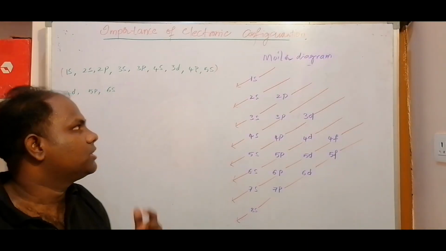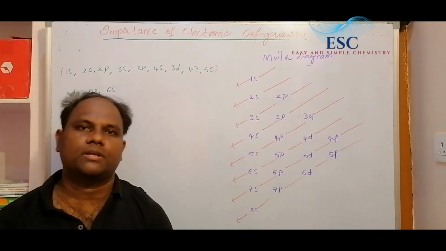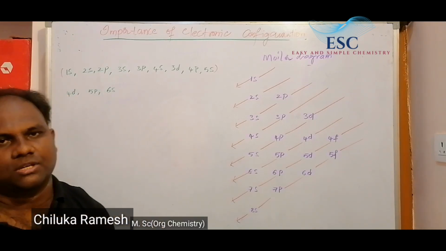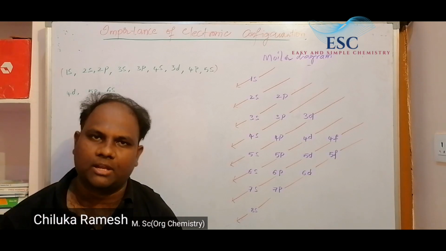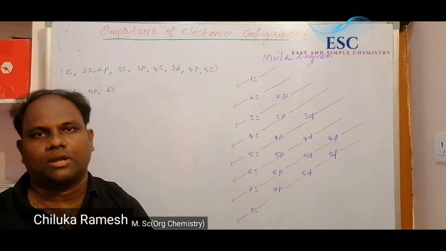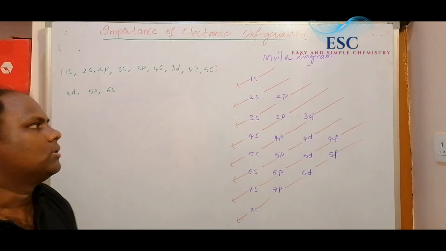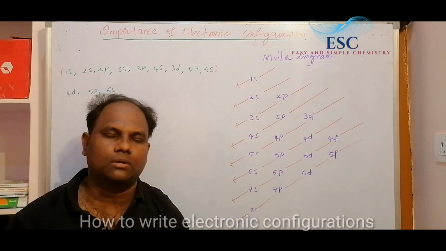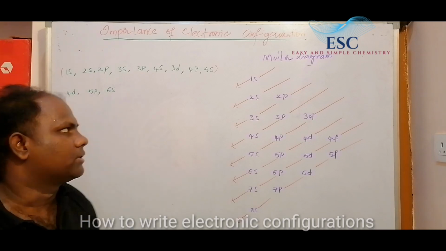Hi everyone, today we are discussing the importance of electronic configuration. Every electronic configuration can explain the properties of the element and the position of the element in the periodic table. So first, how to write the electronic configuration? First we have to know how to write the electronic configuration.